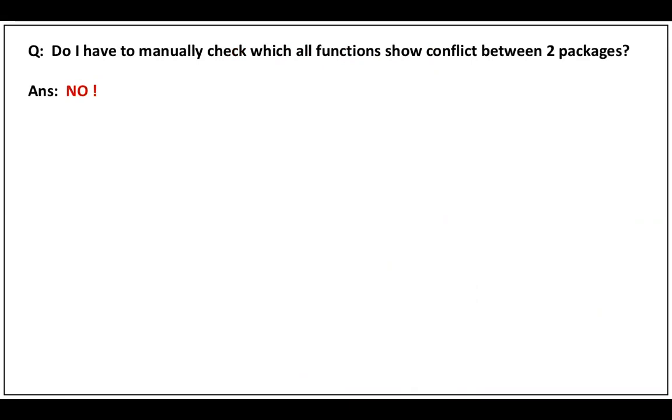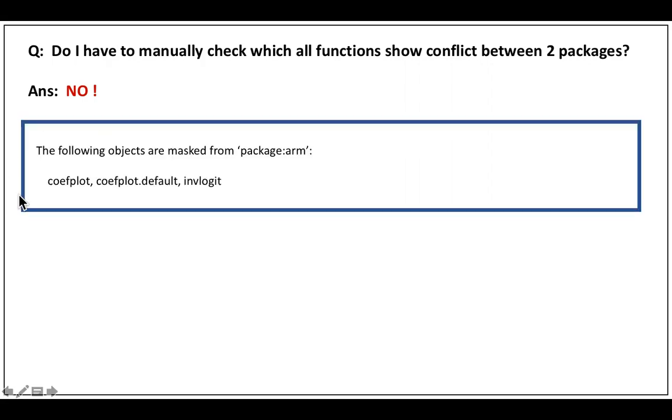Now the question is, do I have to manually check every time I install a package whether it's conflicting with any other package? The good thing is, no, you don't have to. Anytime you load a package, it's going to give you a readout of whether there is a conflict between functions. Most commonly you will see something like this: the following objects are masked from package ARM. In this case, it's telling us that these three functions are also present in the ARM package.